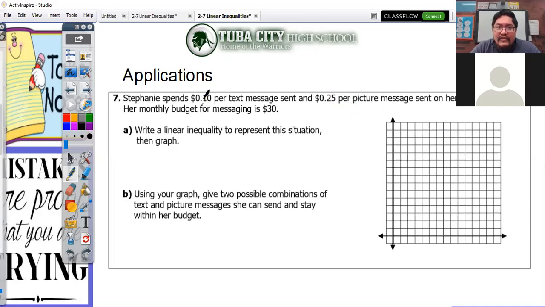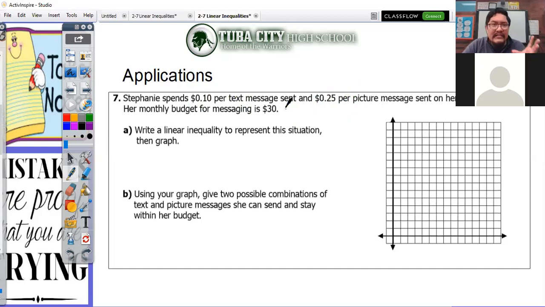But I know they would charge you for the text message. So in this case, this person, Stephanie, gets charged 10 cents per text message and 25 cents for a picture message on her cell phone. Again, I don't think it's really like that anymore. In fact, I think more people are moving over to Instagram and stuff for pictures. Her monthly budget is $30.